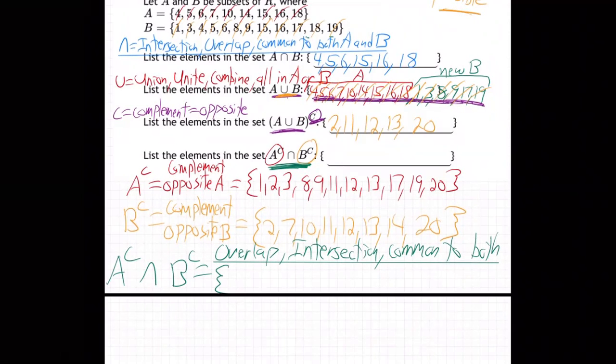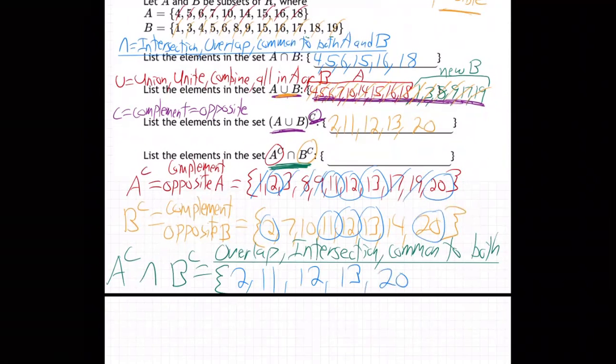Well, we just go down the list. Start with 1, nope. 2, yep, they have 2 in common. 3, no. 8, no. 9, no. 11, yep, 11's in common. 12, yep, 12's in common. 13, yep, 13's in common. 17, no. 19, no. 20's in common. Like that. And so there it is, we're done.